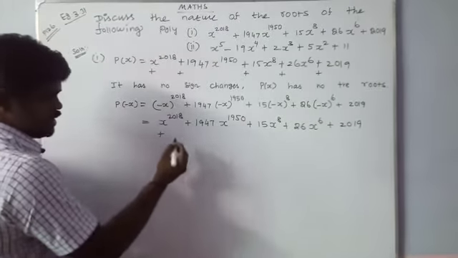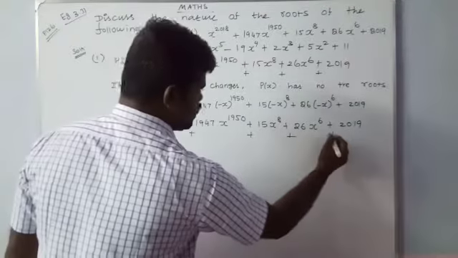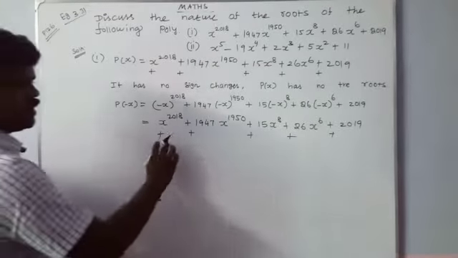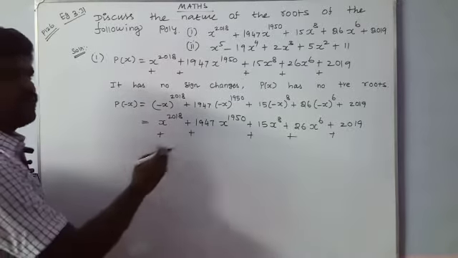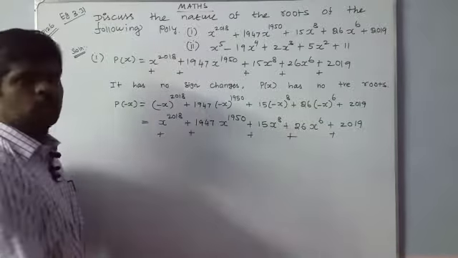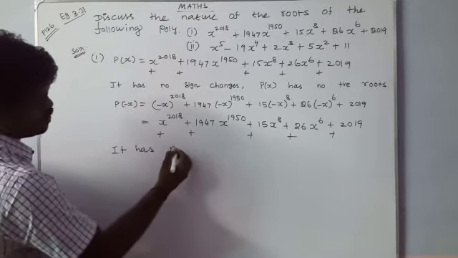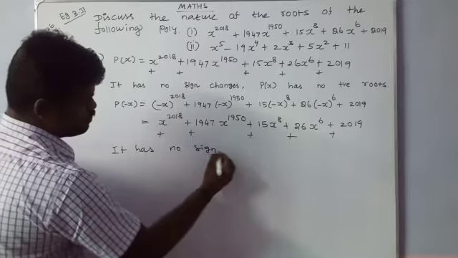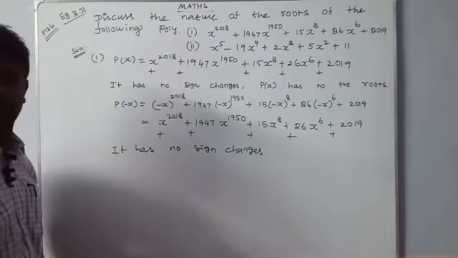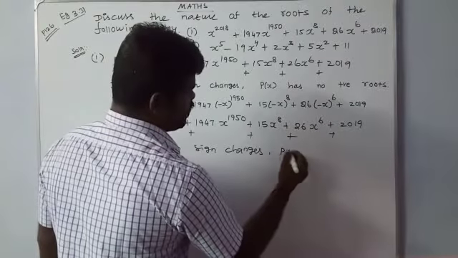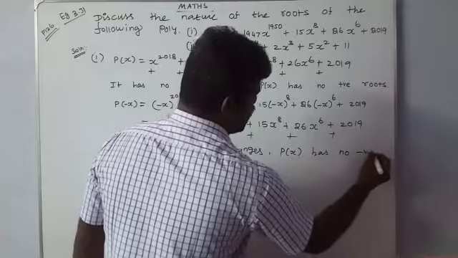So what are the sign changes here? First term plus, also plus, here plus and plus, plus. Here also there is no sign change. So p of x has no negative roots. It has no sign changes, so p of x has no negative roots.